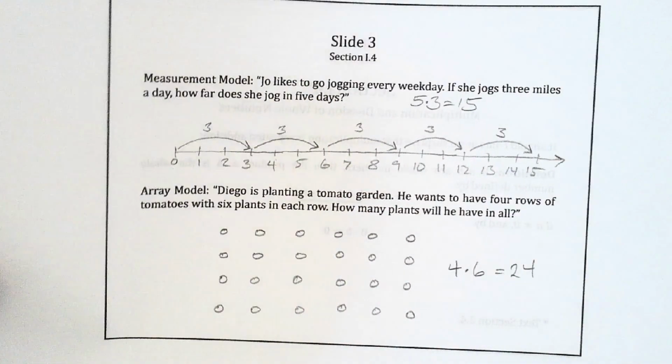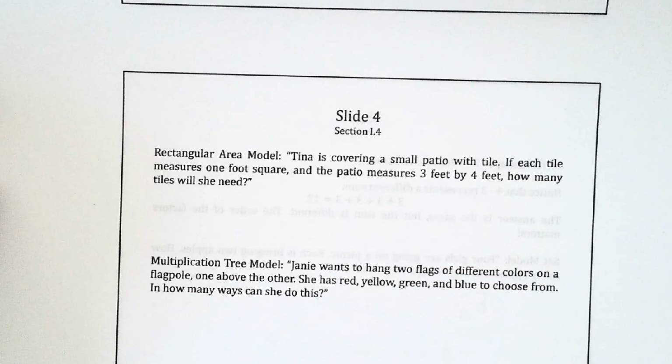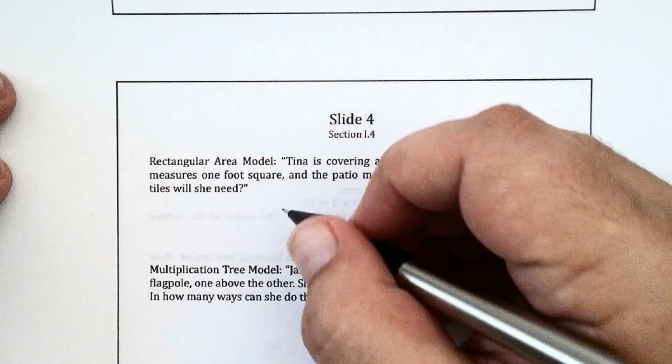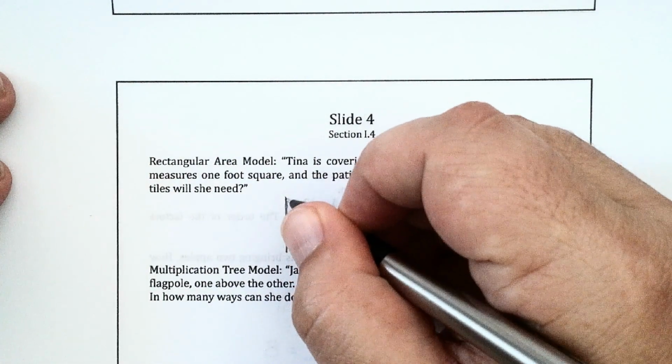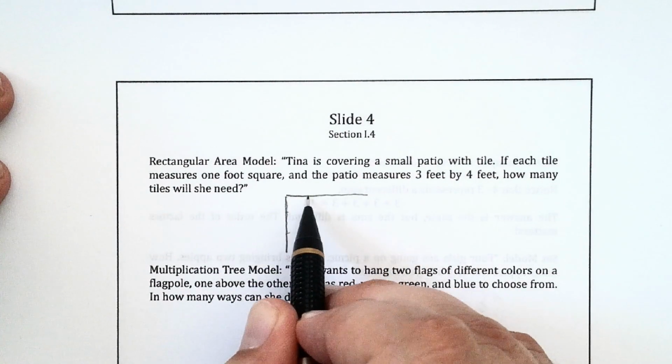All right, that was the third model. The fourth model is the rectangular area model. It's kind of similar to the array model, except here, instead of having objects that we're lining up, we're really starting with the big shape, and we're dividing the shape up. So here, Tina is covering a small patio with tile. If each tile measures 1 foot square, and the patio measures 3 feet by 4 feet, how many tiles will she need? So the idea here would be to begin by drawing the rectangle that is to be divided up.